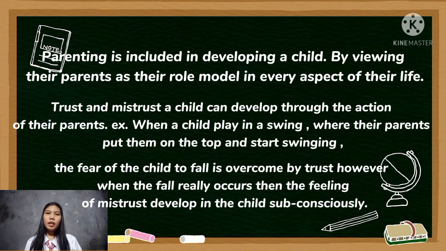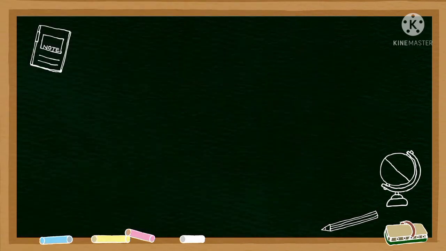So through trust and mistrust, a child can develop through the actions of their parents. For instance, when a child plays on a swing and the parents put them on top and start swinging, the child's fear of falling is overcome by trust. However, when the fall really occurs, the feeling of mistrust develops in the child subconsciously.